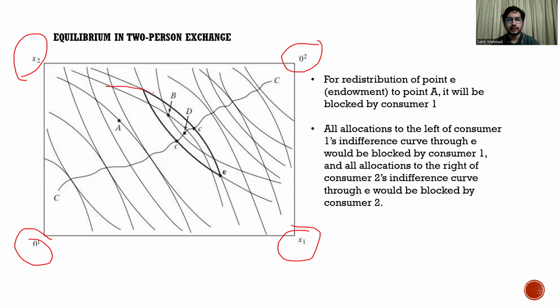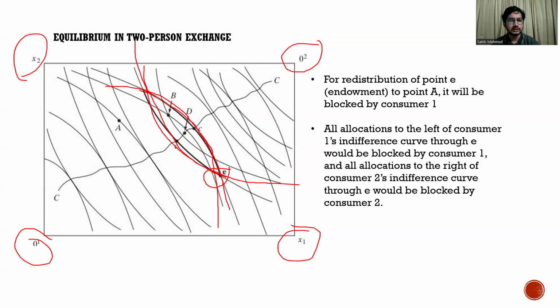This is definitely going to be the indifference curve of person two, as it is convex to the origin for person two, and this is going to be the indifference curve for person one. It is convex to the origin of person one, and there is an initial endowment. For that endowment, person one got this utility, and person two got this utility. So they are currently in this position.